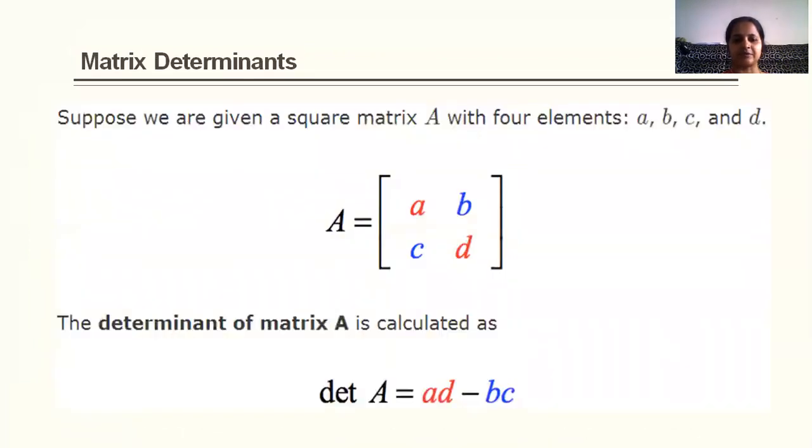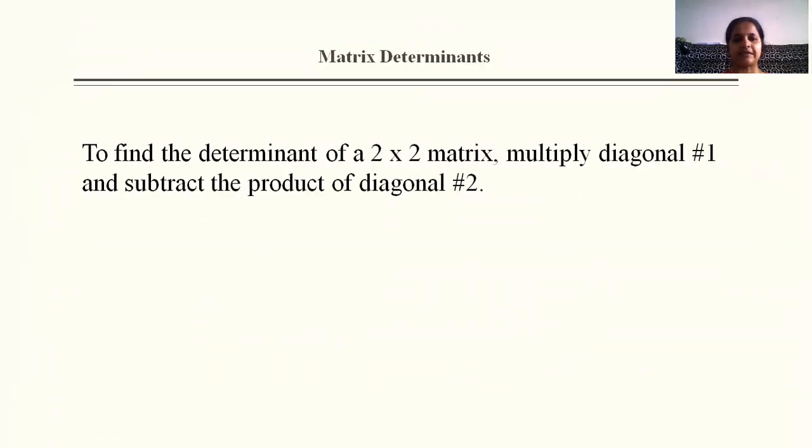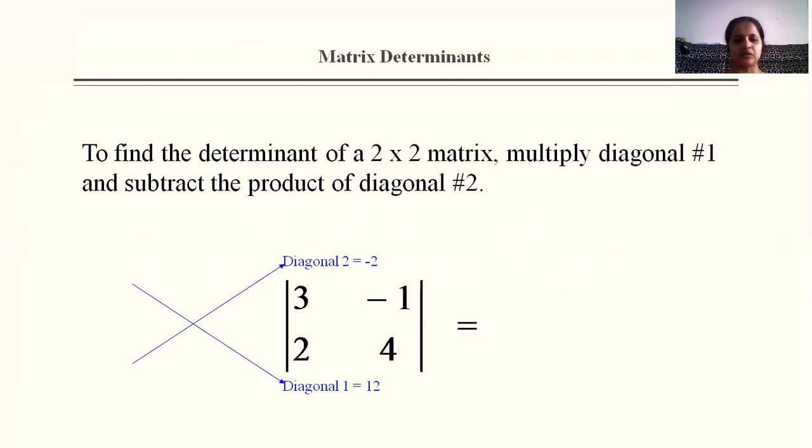So here is an example. I want to find the determinant of matrix A. So how will it be? That is A into D minus B into C. We'll see an example of it. To find the determinant of a 2 cross 2 matrix, multiply diagonal 1 and subtract the product of diagonal 2. So here we can see 3 into 4, that is 12, minus minus 2, is equal to 14.